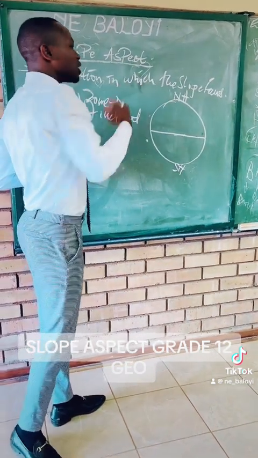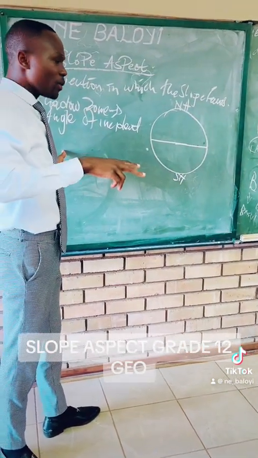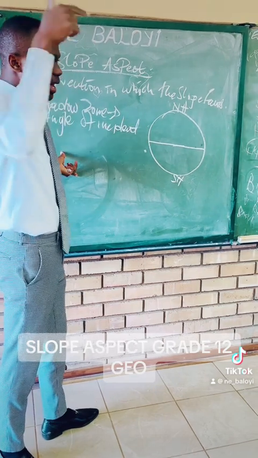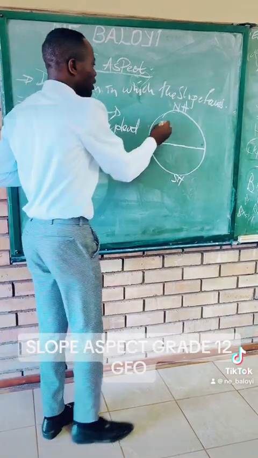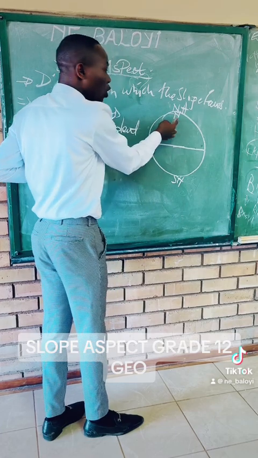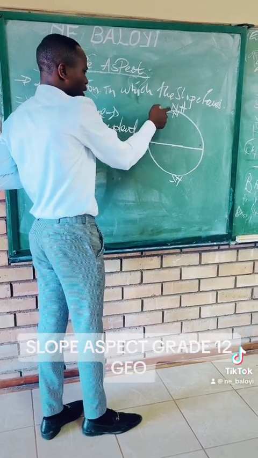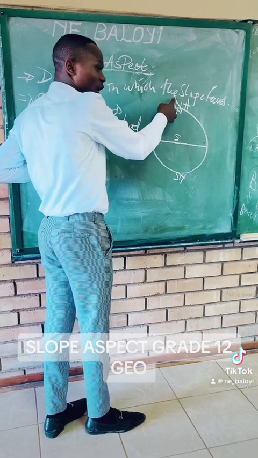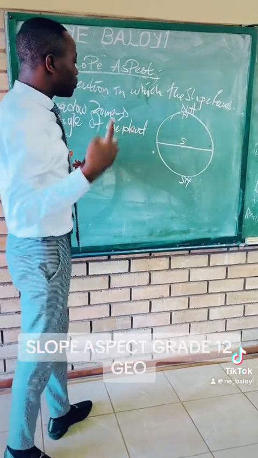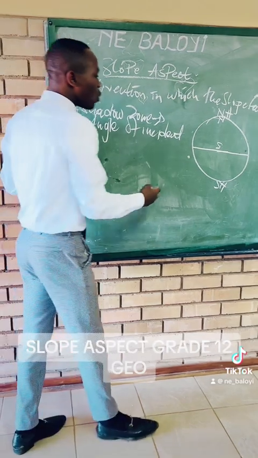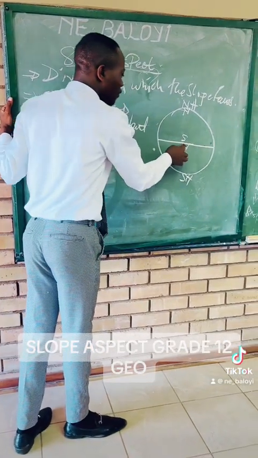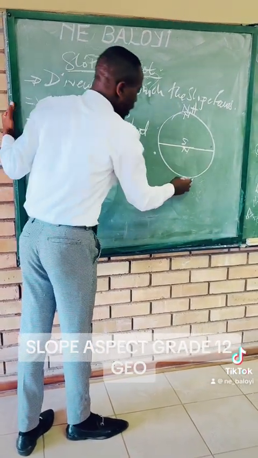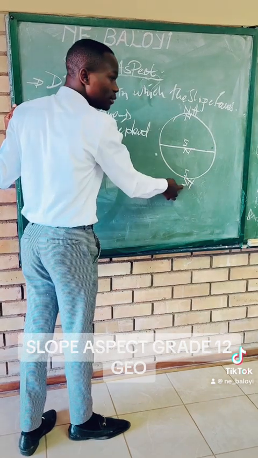In the northern hemisphere, we have got two slopes, which are the north and the south. So which one is going to be the north? This one will be the north of the northern hemisphere, and this one will be the south of the northern hemisphere. And so it will be in the southern hemisphere. We will have the north of the southern hemisphere and the south of the southern hemisphere.